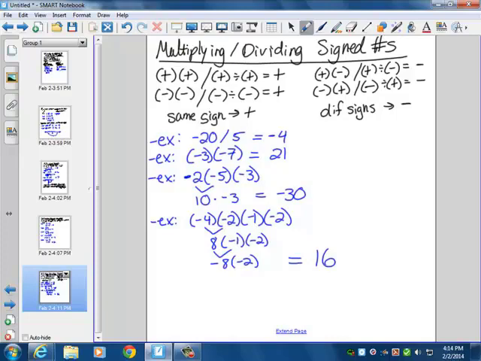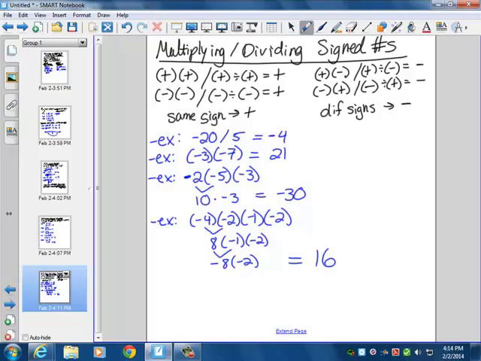So I gave us a couple of those longer ones to look at a pattern. Look at the negative 2 times negative 5 times negative 3. Notice there were 3 negatives there, and our answer ended up being negative. Versus the last example, there were 4 negatives, and it ended up positive.